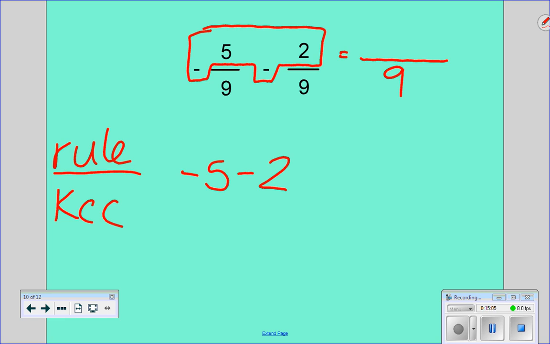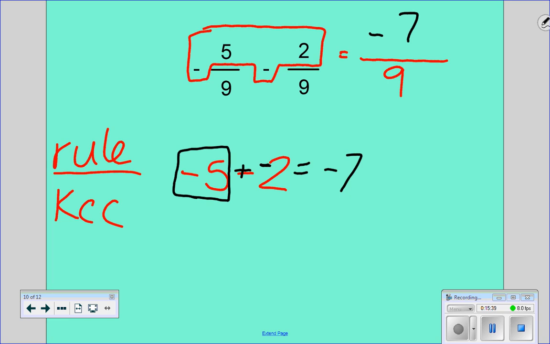So I have to use KCC because I have a negative and I have subtraction in the problem. So what do you think I need to do for my problem? What am I going to keep? What am I going to change? And then what am I going to change this to? So negative 5 plus negative 2, negative 7. So negative 7 is going up there.